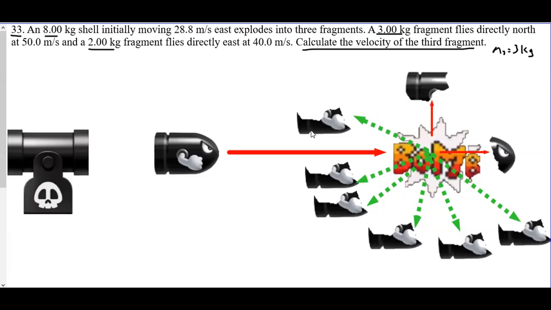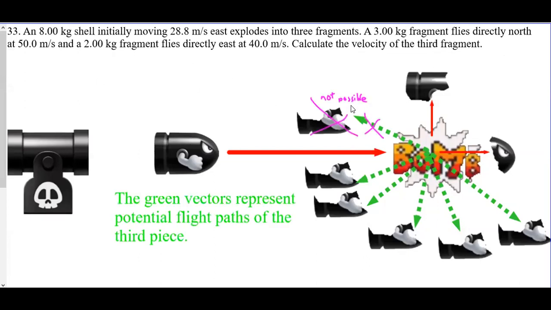Therefore, I can eliminate this one. This one is not possible because in order for something to be going north, I have to have something going south, and this one wasn't going south to begin with. So I have to balance out my vertical. That's kind of a dead giveaway. I know it's not going to be this one.